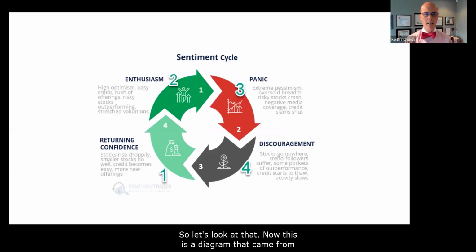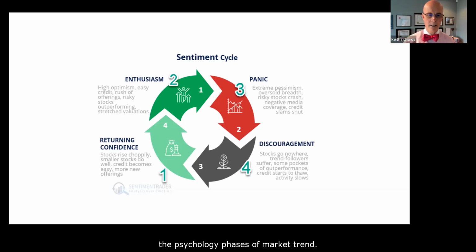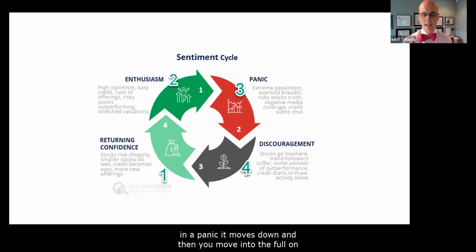So let's look at that. Now, this is a diagram that came from sentimenttrader.com. You'll notice that their diagram shows 1, 2, 3, 4 in here, but I'm relabeling the diagram to move within the psychology phases of market trend. So there is a bottom where market confidence is starting to return, and then an uptrend, enthusiasm, and then there's usually some sort of a top and a panic. It moves down, and then you move into the full-on downtrend. That's the discouragement phase. Where are we right now?